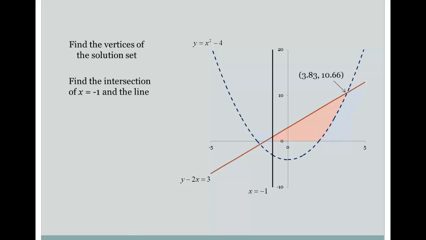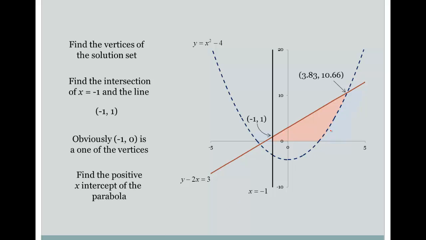So I want to find the intersection of x equals negative 1 and the line right here. That's not a big deal. I get negative 1, 1 there. Obviously, this point right there is negative 1 comma 0. And the other one is when x is equal to 0 on the parabola, which is 2, 0. All right, so those are my vertices of the region that satisfies this solution.